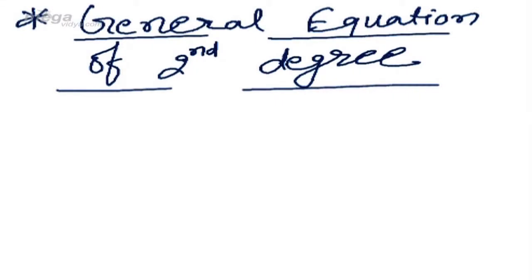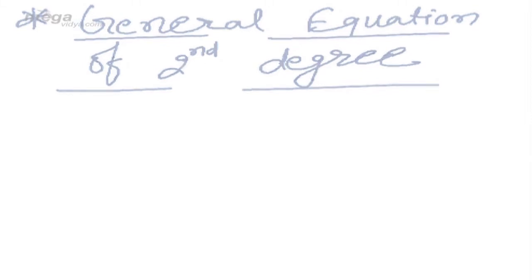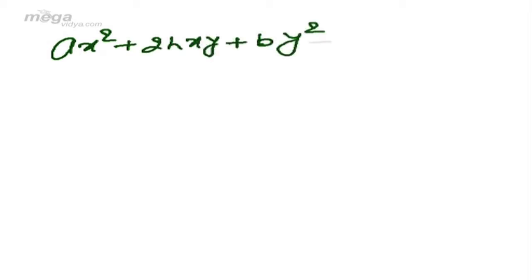Last time we did the homogeneous equation of second degree, which represents a pair of straight lines passing through the origin. Now this time, the general equation of second degree. If you write it, the equation is ax square plus 2hxy plus by square plus 2gx plus 2fy plus c is equal to 0. This is the general equation of second degree.